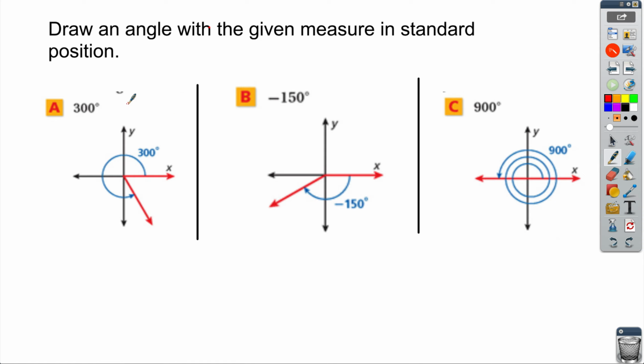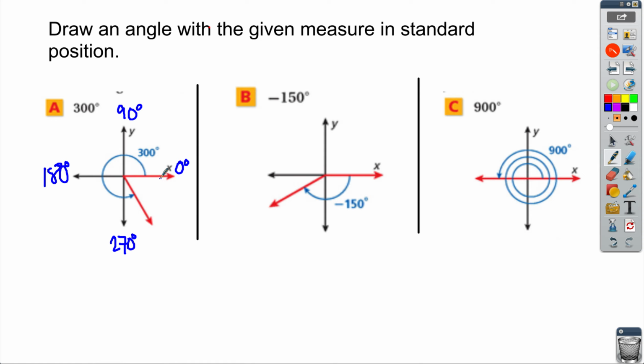We are instructed to draw the angle at 300 degrees in standard position. Okay, let me use my blue pen. All right, so 300 degrees, as you remember, we started at 0 right here. You have your 90, you have your 180, and your 270. So going around, 300 degrees is way beyond 270, which is way less than 360, less than a complete rotation, right?